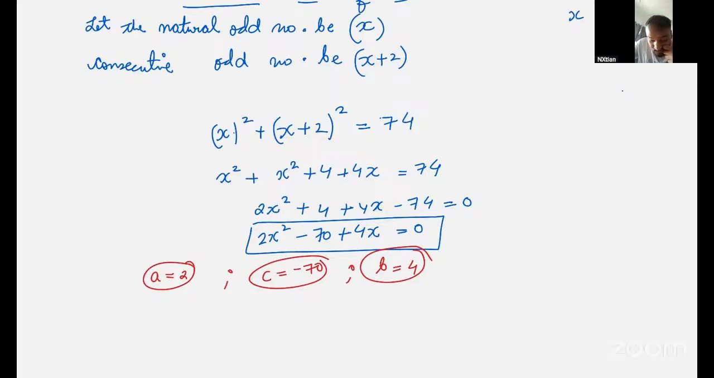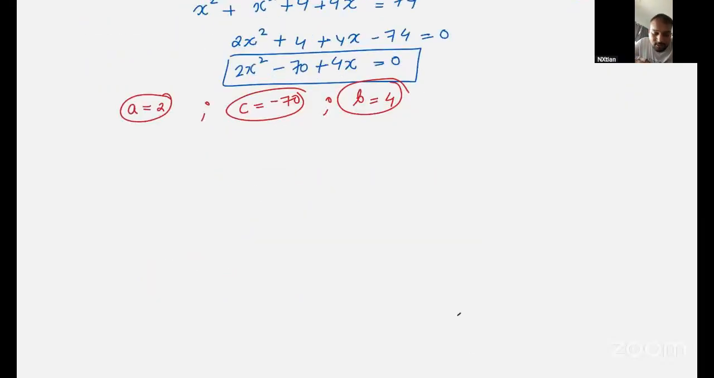You didn't get it? Got it. Everyone got the answer? Yes, Agatha, please. Sir, even if you do it as 2x square plus 4x minus 70, you'll get the same answer, right? Yes, if you write like that, no problem.